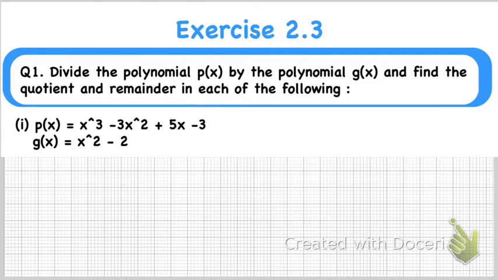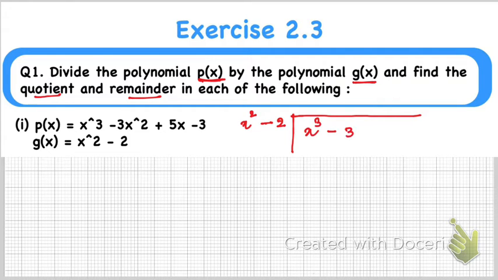Here you have been given g(x) and p(x). You have to divide the polynomial p(x) by the polynomial g(x), and you also have to find the quotient polynomial and the remainder polynomial in each case. So we'll move forward to the division part. g(x) is x square minus 2 and p(x) is x cube minus 3x square plus 5x minus 3.